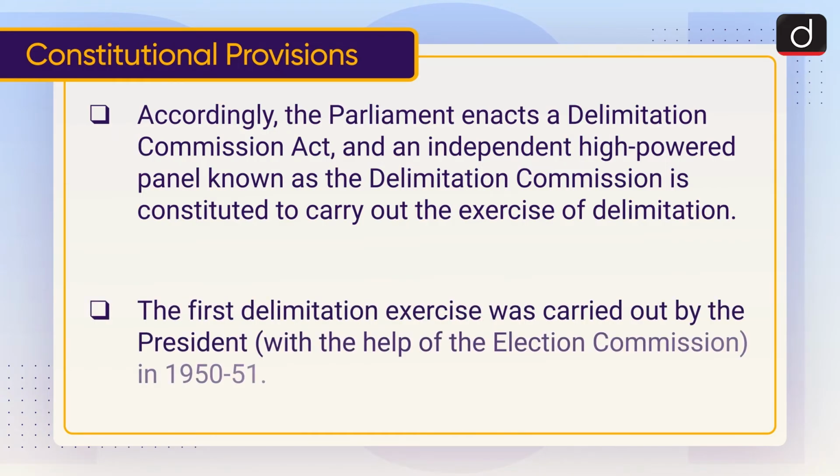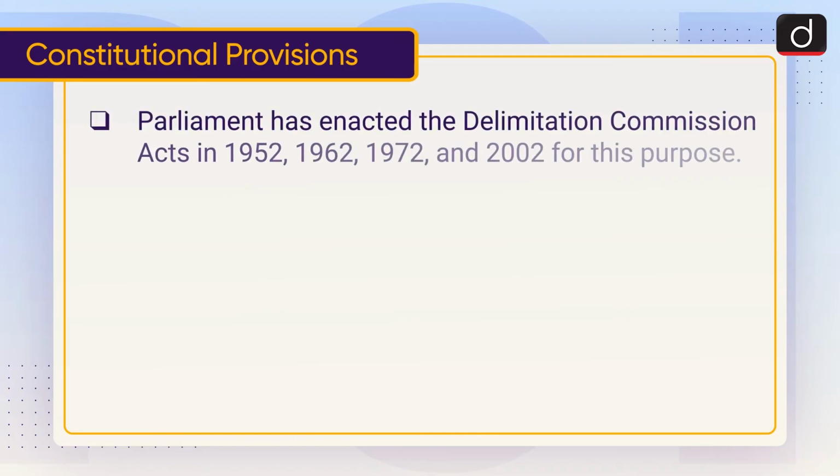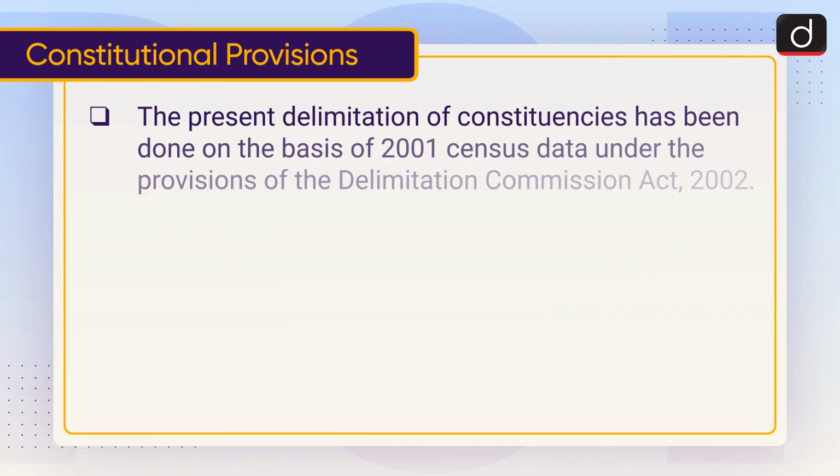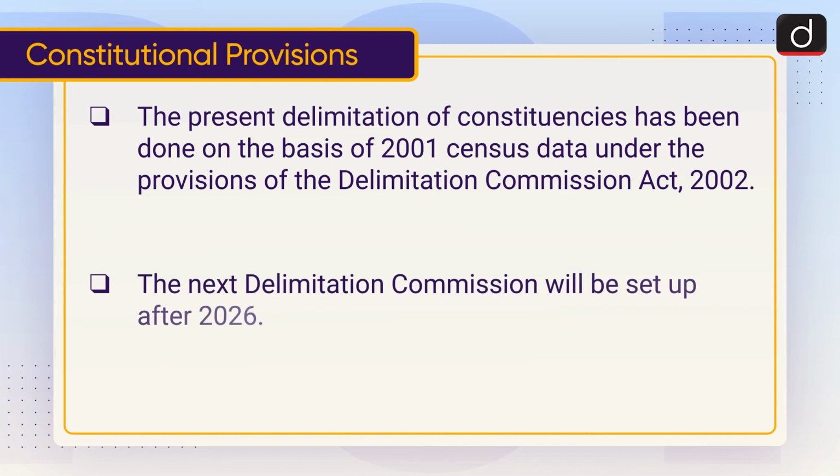The first delimitation exercise was carried out by the President with the help of the Election Commission in 1950-51. Parliament has enacted the Delimitation Commission Acts in 1952, 1962, 1972 and 2002 for this purpose. There was no Delimitation Commission Act after the 1981 and 1991 census. The present delimitation of constituencies has been done on the basis of 2001 census data under the provisions of the Delimitation Commission Act 2002, and the next Delimitation Commission will be set up after 2026.